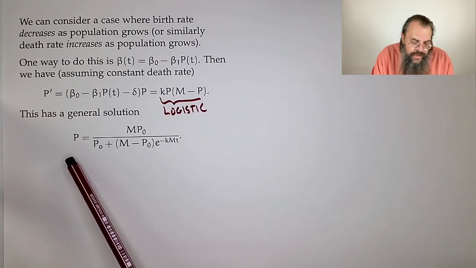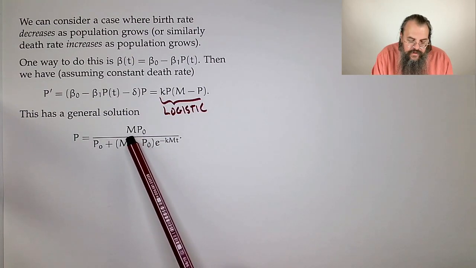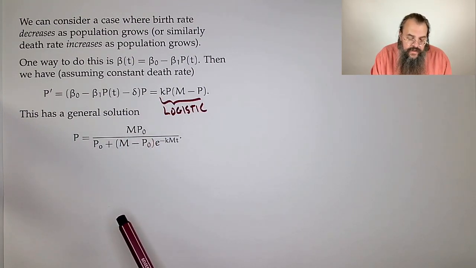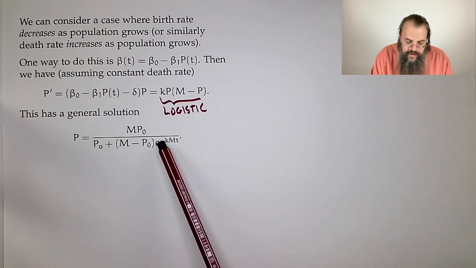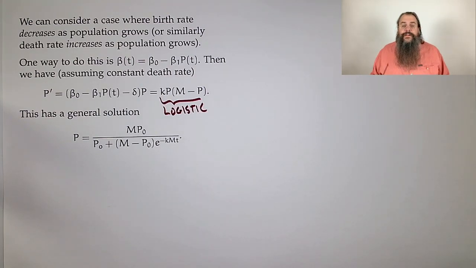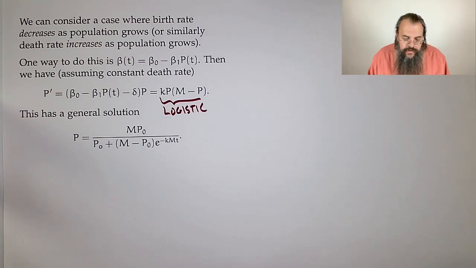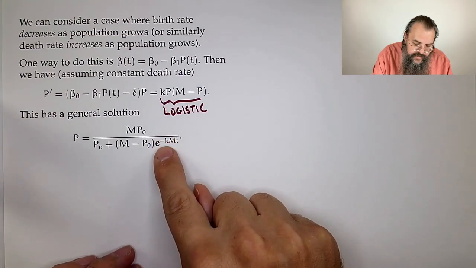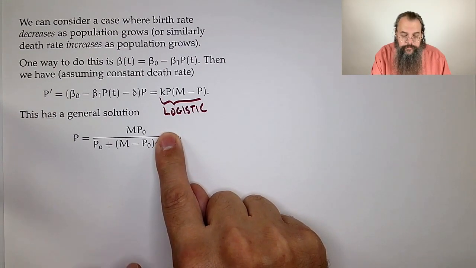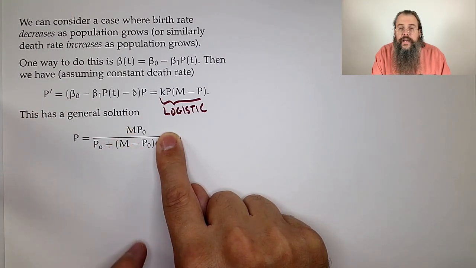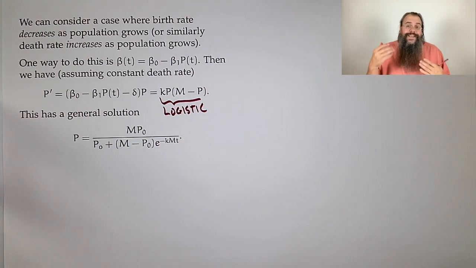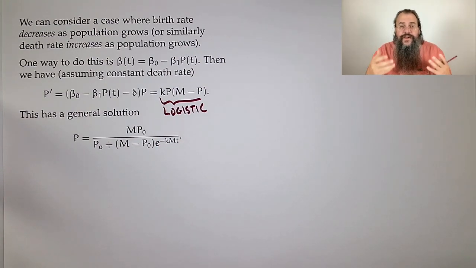It has the form: the population is equal to M times P naught, divided by P naught plus (M minus P naught) e to the minus kMt. Now there's a couple of things that we can make note of. For example, at time 0, what's true? Well, e to the 0 is 1, so that goes away. The P naught terms cancel. We're left with M downstairs, which cancels with an M upstairs, which means that at time 0, it's our P naught. So it's our initial population.